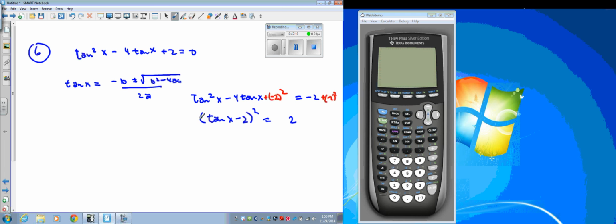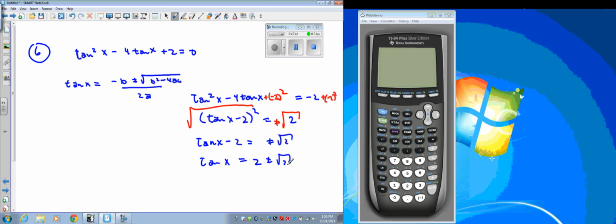Then I take the square root of both sides, plus or minus over here. And then I have tangent x minus 2 equals plus or minus the square root of 2. Then tangent equals 2 plus or minus the square root of 2. Now, I'm going to have to do tangent inverse of 2 plus or minus the square root of 2. So it's going to be two answers.